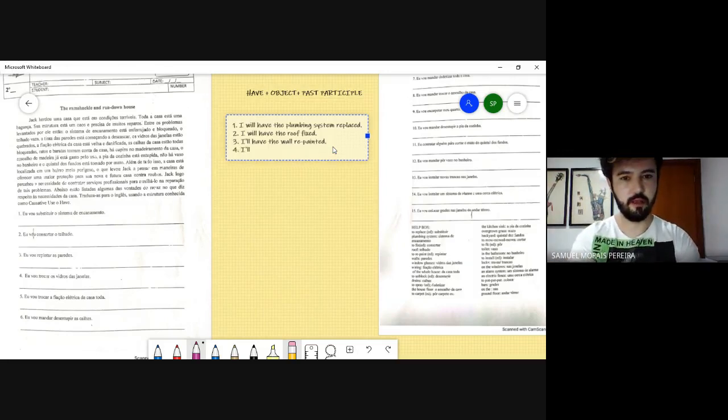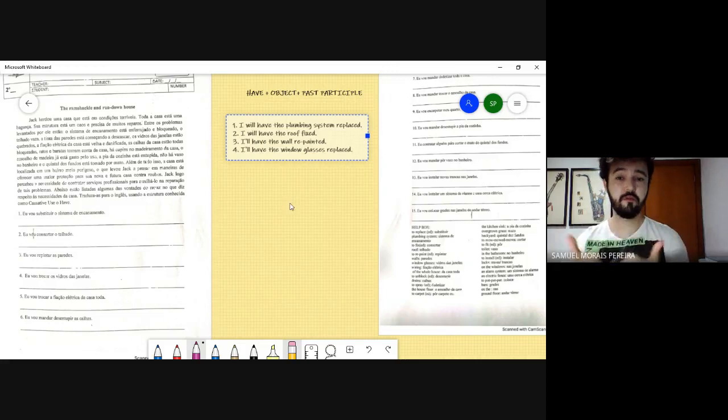So I'll have the, just a moment, okay? I'm typing here, window glasses replaced. So can you see, guys? It's very, very simple, okay? When you learn the structure, tudo fica mais fácil, right? Yeah, thank you very much. You can close your microphone now, okay?